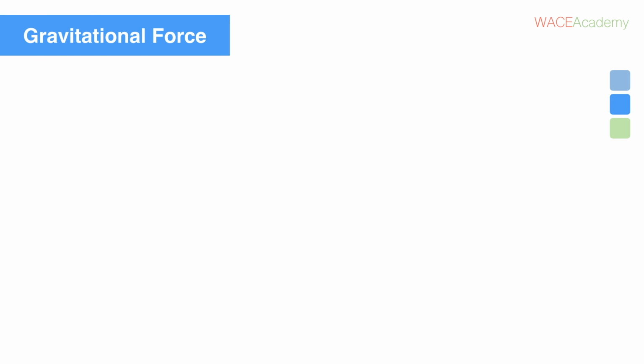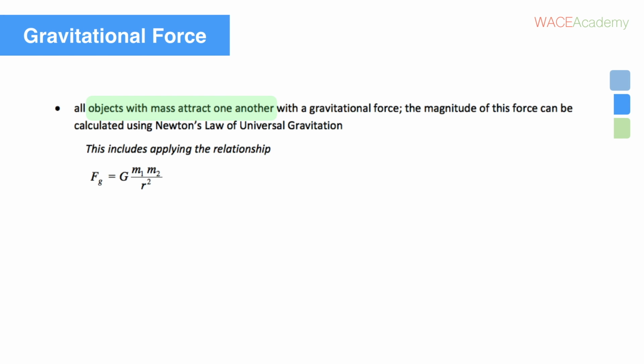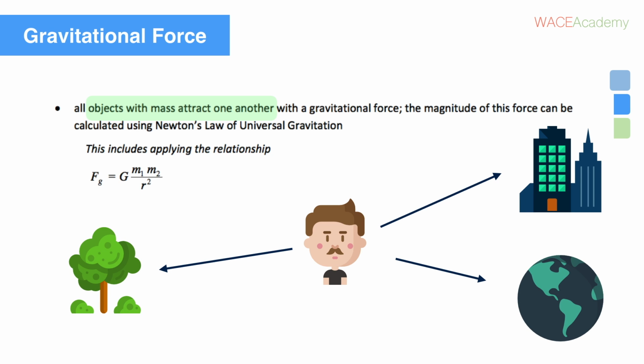Now on to the next part of the lesson, gravity. So to begin, I'm actually going to show you the syllabus point because I think it's pretty important. All objects with mass attract one another with a gravitational force. The magnitude of this force can be calculated using Newton's law of universal gravitation. So you really need to understand and memorize this. All objects with mass attract one another. So this includes literally every single piece of matter ever to exist.